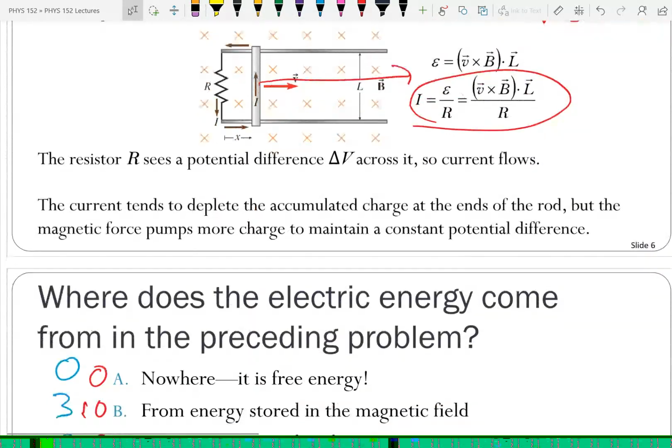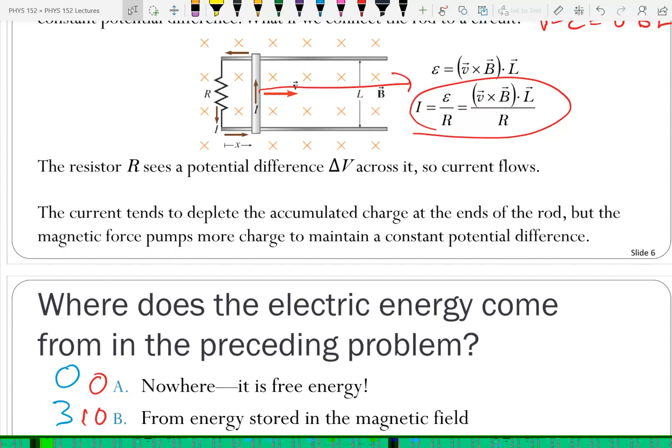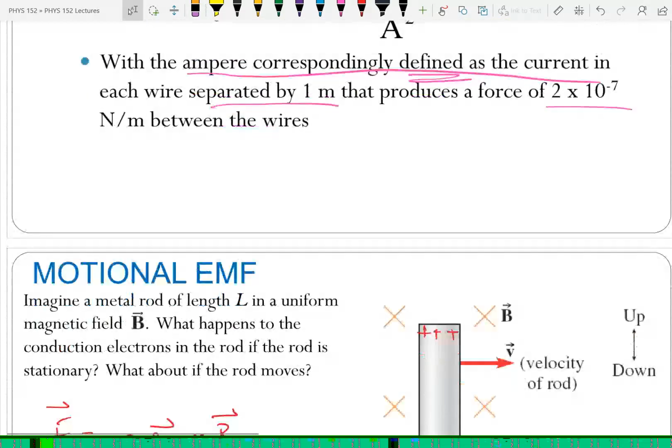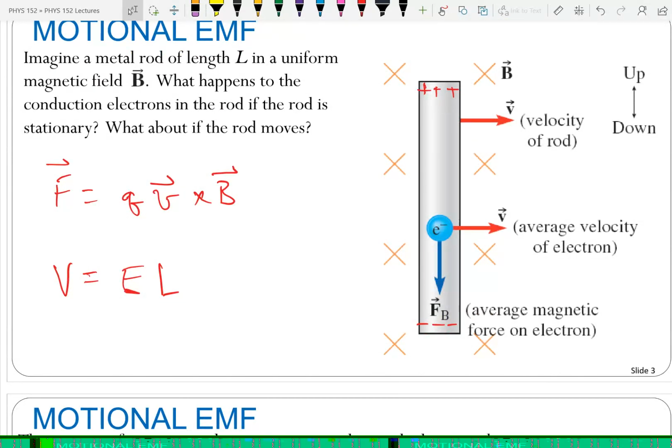Okay, let's go to the first one I did, this one here. The force on the charge that's making all of this happen is QV cross B. Your velocity needs to be perpendicular to the magnetic field. What about the direction of our rod? It also needs to be perpendicular to the magnetic field. We need both of those.